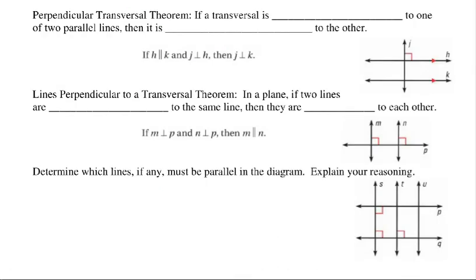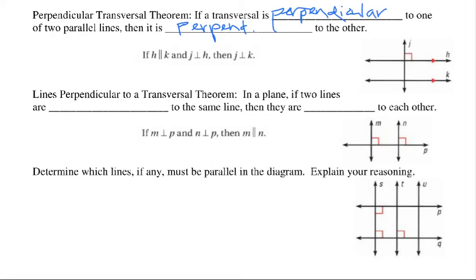Next, the perpendicular transversal theorem is saying that if a transversal, so look at my picture over here, line J is my transversal, is perpendicular to one of two parallel lines, then it's also going to be perpendicular to the other one. The next one is the lines perpendicular to a transversal theorem. In a plane, if two lines, M and N, are both perpendicular to the same line, P, then they're going to be parallel to each other. So M and N have to be parallel to each other.